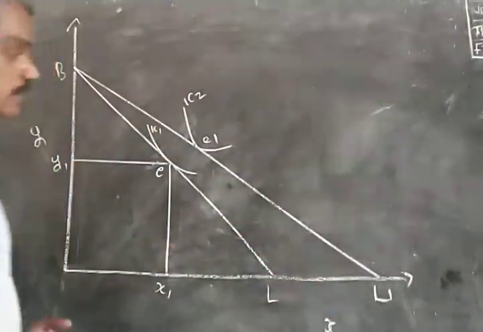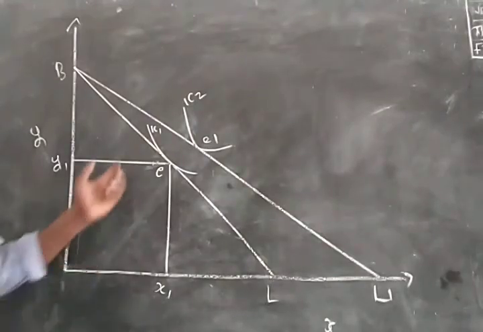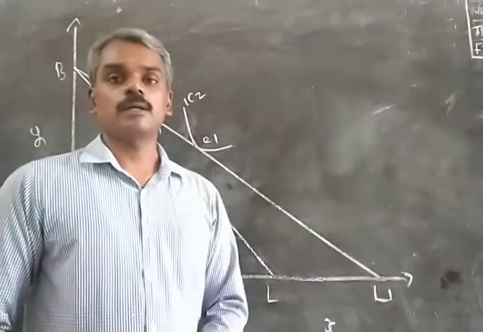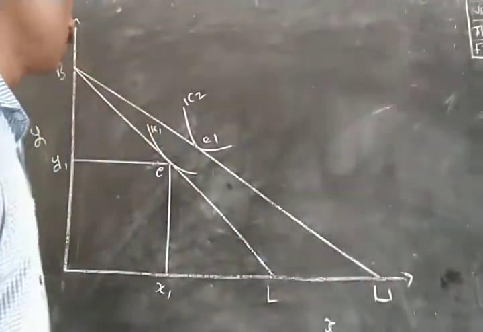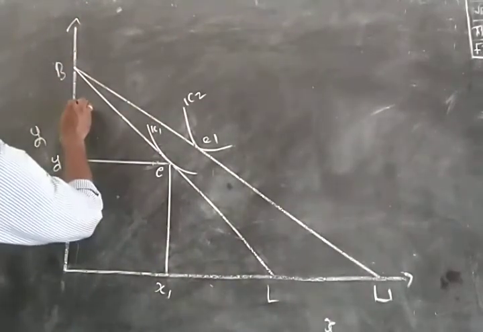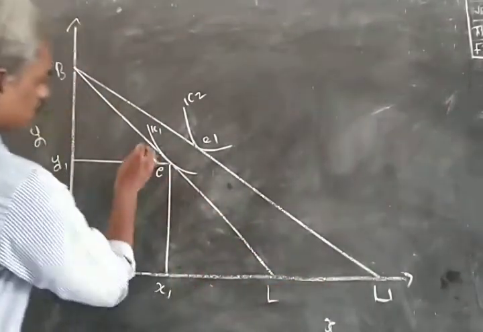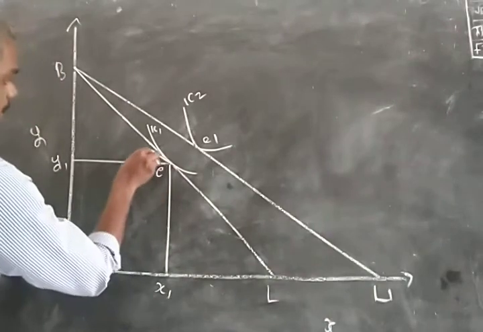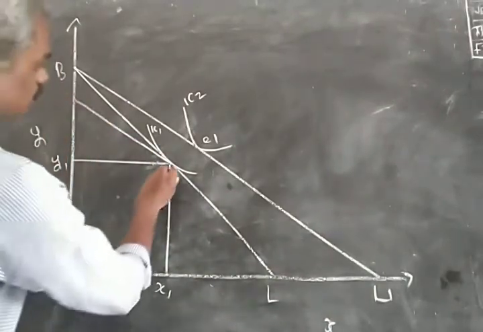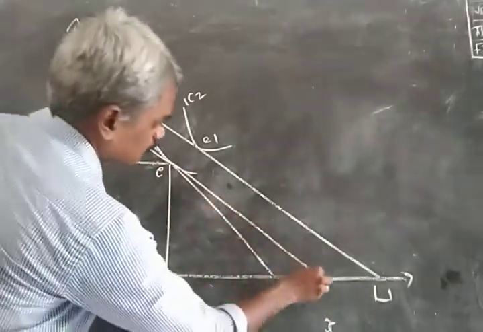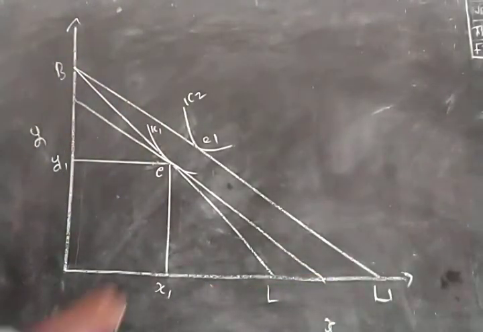And the other condition is that the new budget line should be parallel to BL1. So we are drawing a new budget line which is parallel to BL1 and at the same time passes through point E.